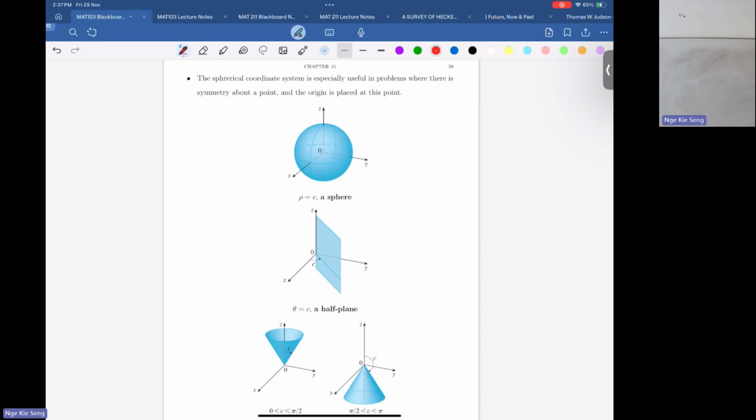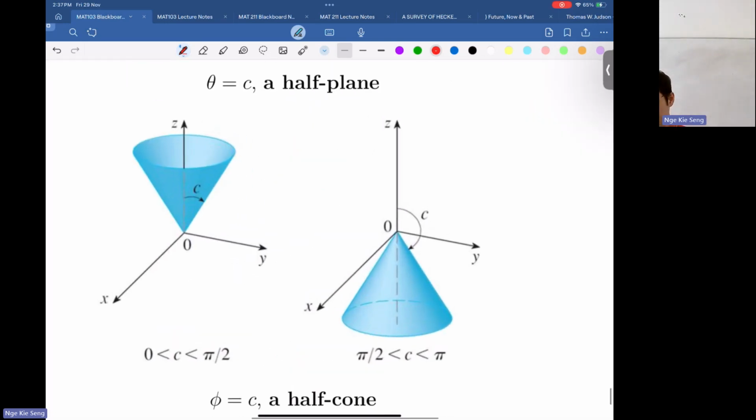And also, you can get this cone shape. Let's look at this cone shape. Okay, so how to get this cone shape here? You just fix your phi from 0 to some angle. Can you imagine how you get this cone here? Because you include all the points that have angle phi in between.